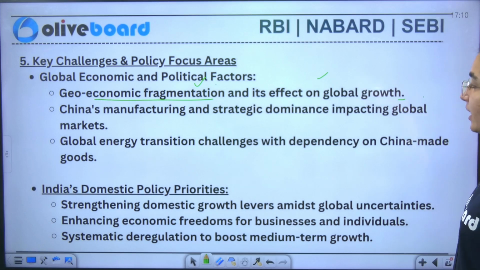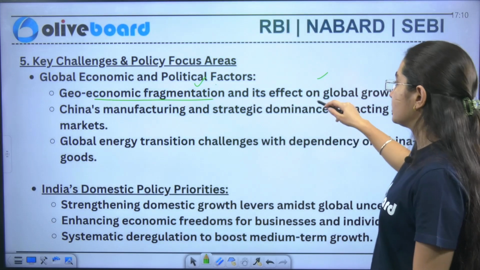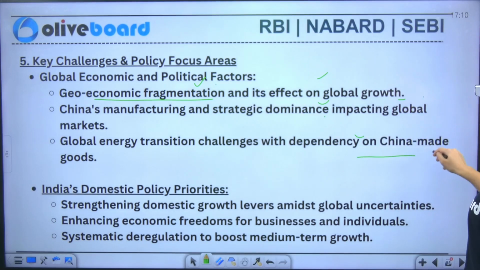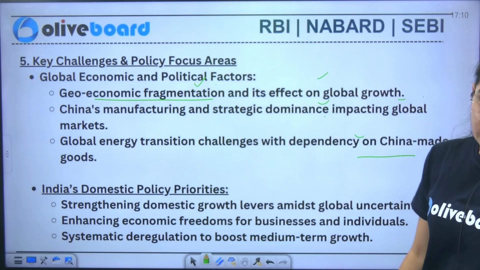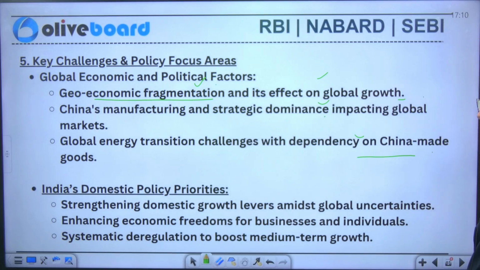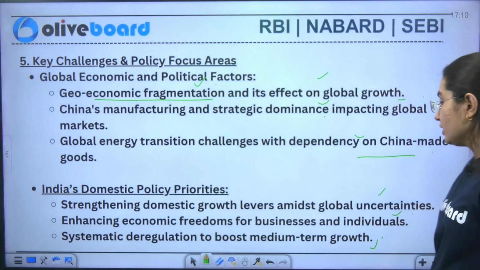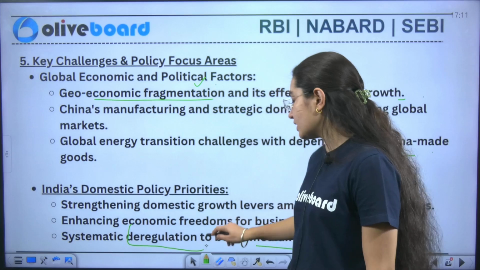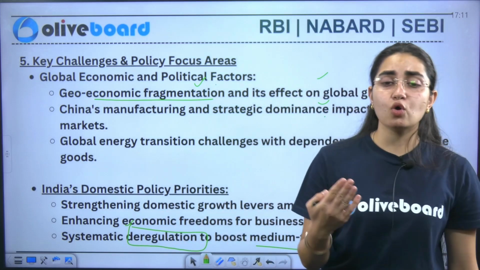China की जो manufacturing है and the strategic dominance that is impacting your global markets. Similarly, global energy transition changes with the dependency on China-made goods. Similarly, if I talk about India's domestic policy priorities, then it is to strengthen your domestic growth. It delivers amidst global uncertainty, enhancing economic freedoms for businesses and individuals, systematic deregulation to boost medium-term growth. So see, here we are specifically focusing on deregulation.